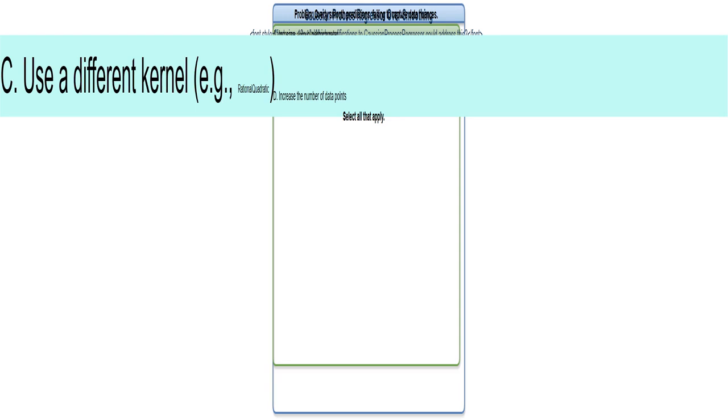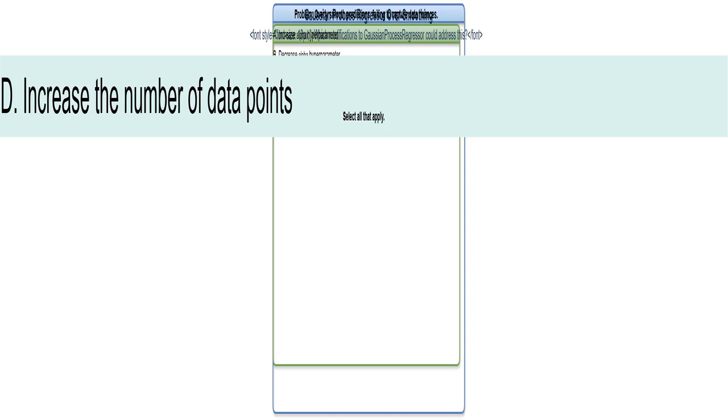This involves changing the kernel function. The kernel determines how the model measures similarity between data points, impacting smoothness. The RBF kernel is very smooth. The rational quadratic kernel is more flexible. Switching to a more flexible kernel could fix the oversmoothing problem.